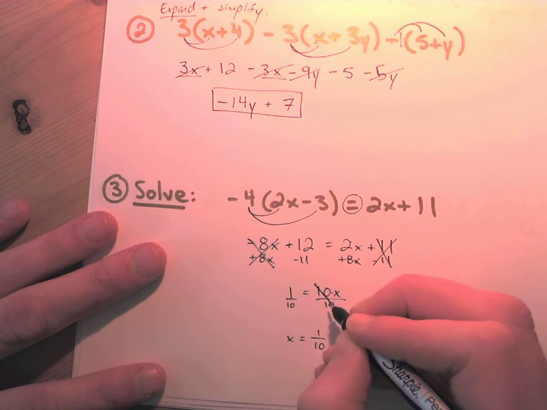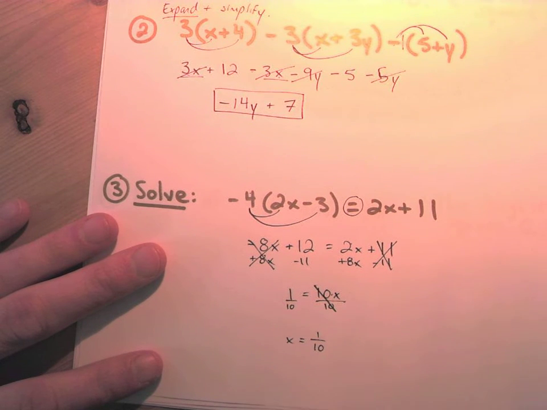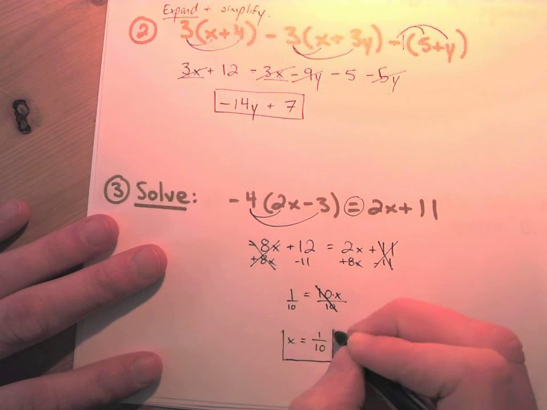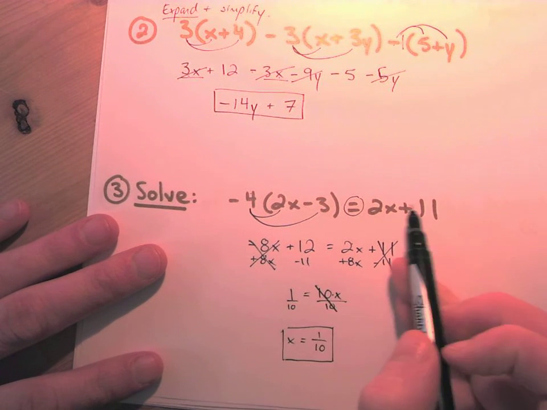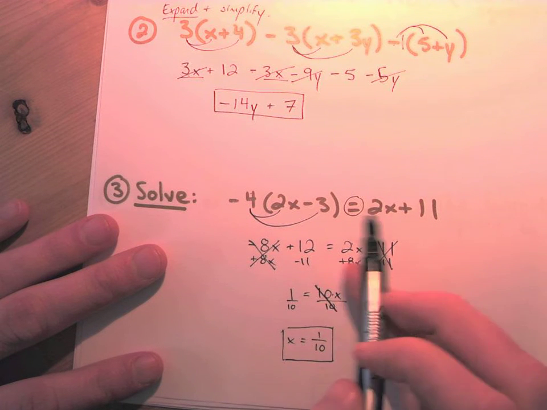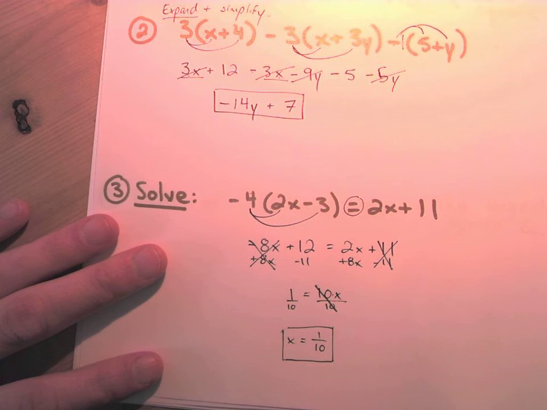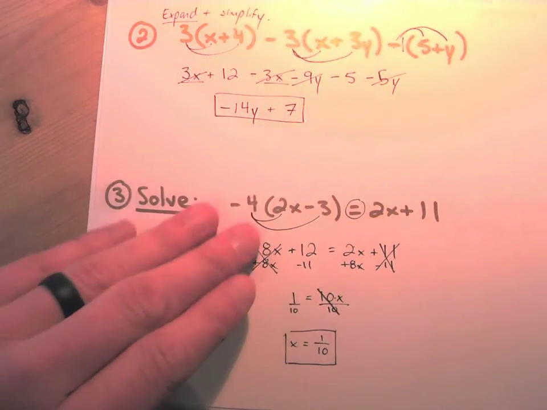I just flipped it around because I always like my variable on the left side. Okay, so it means when you get an equation like this, we solved and we said that for this equation to be true, x has to be 1/10, and it cannot be anything else. It has to be 1/10.